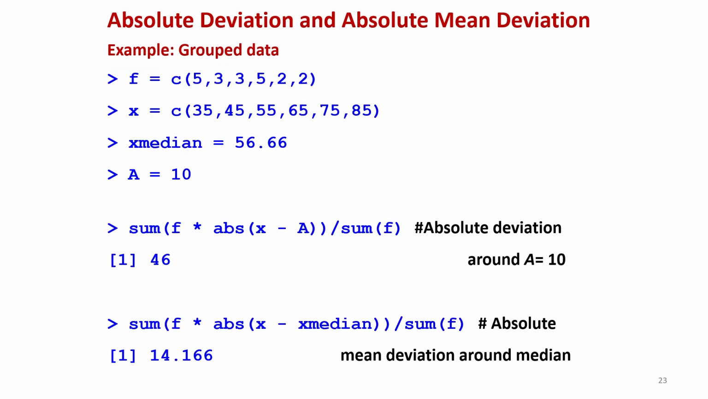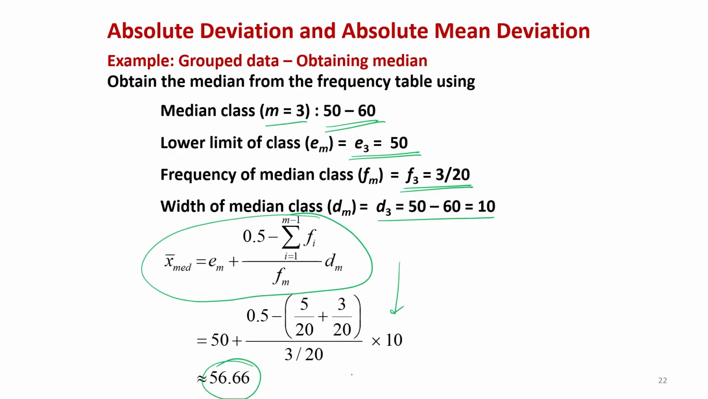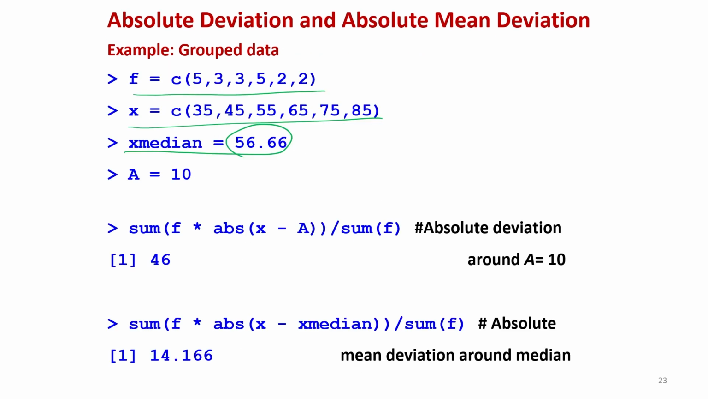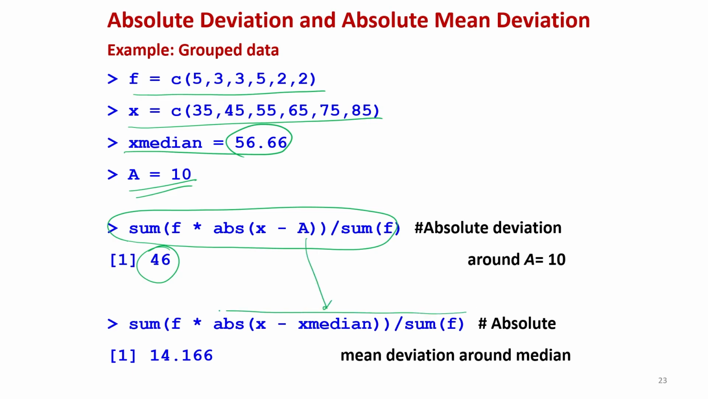Now I take this frequency vector f, the x data vector of the midpoints, and I use x median as 56.66, which I have obtained. Earlier this A was 10, that is what we had used. If you find the absolute deviation around the point A, it comes out to be 46. Whereas if you replace A by the x median, then this absolute mean deviation around the median comes out to be 14.166.